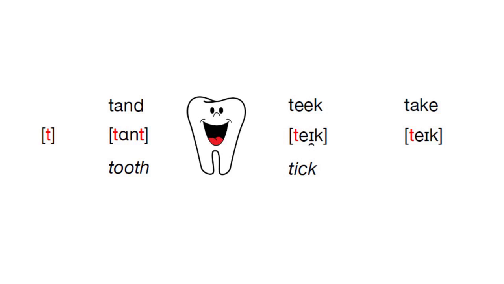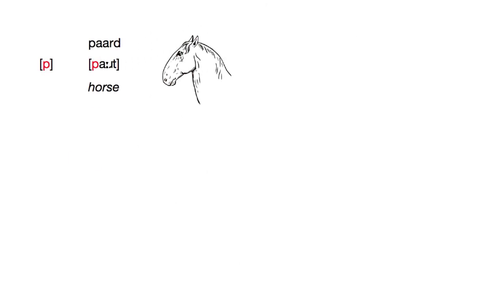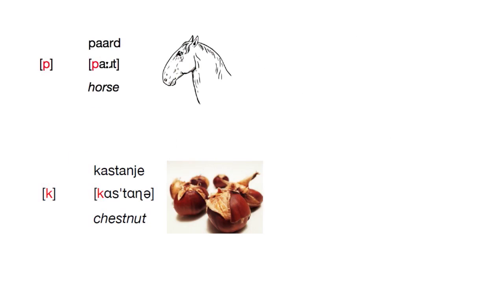And that puff of air is missing when you say the Dutch word t, t, take. And you'll hear that same thing with the Dutch P and K. We have p, as in paard, and k, as in kastanje. For both of these consonants, the difference between English and Dutch is all about that puff of air.